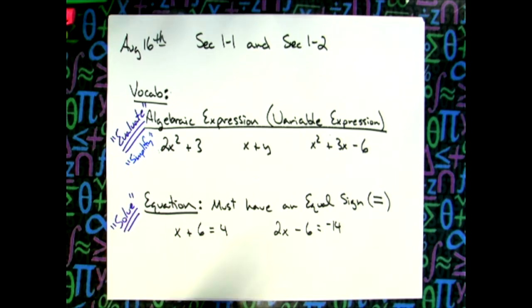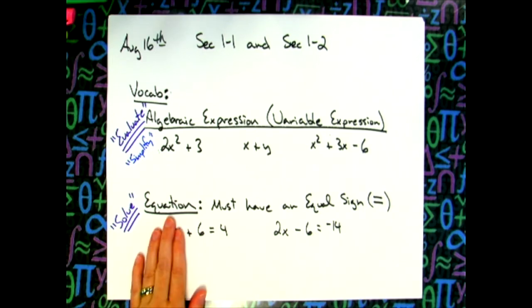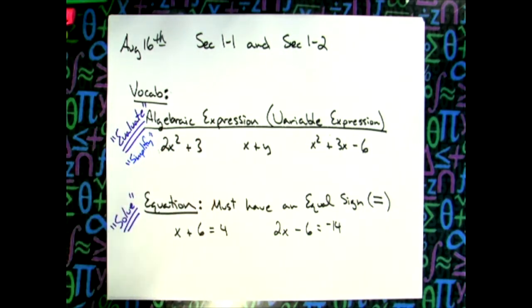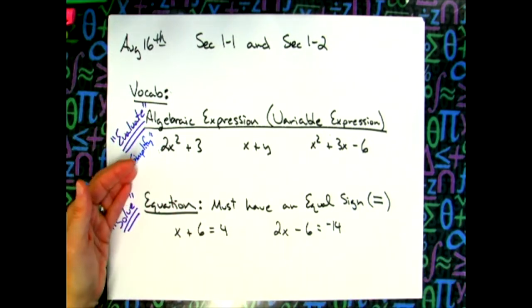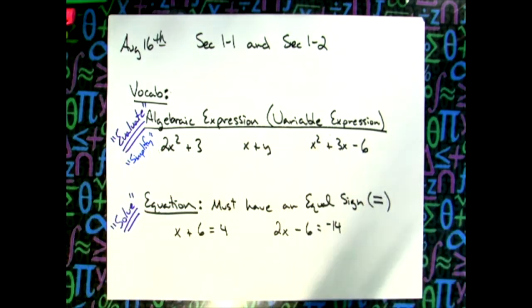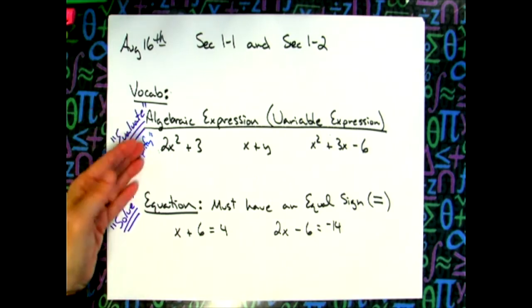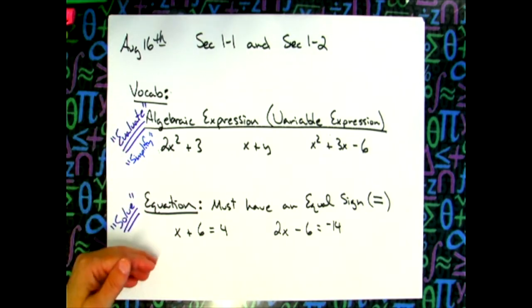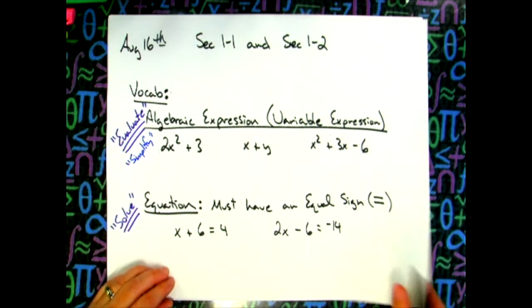So I'm trying to find a specific answer for a variable when I have an equation. When I have an expression, I'm not trying to find that one specific answer. I'm evaluating it, which would give us an answer, or I would simplify it, which would give us the exact same thing we started with, but just in a different form. Okay, so if you don't understand the different words in your directions, it makes it harder to do the problems. Okay, all right, now let's do some more vocab.